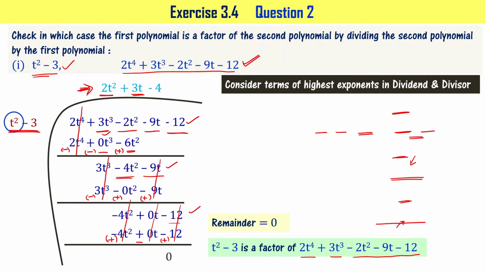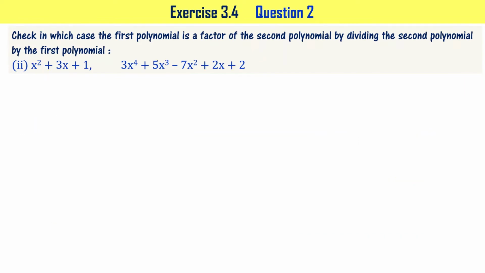Let's see the second part of the problem. Here, we have to see whether x square plus 3x plus 1 is a factor of this particular polynomial. For doing that, we will divide the given polynomial, the second polynomial, by the first polynomial and see whether the remainder goes to 0. If the remainder goes to 0, we can say that the first polynomial is a factor of the second polynomial, right? Let's do that now.